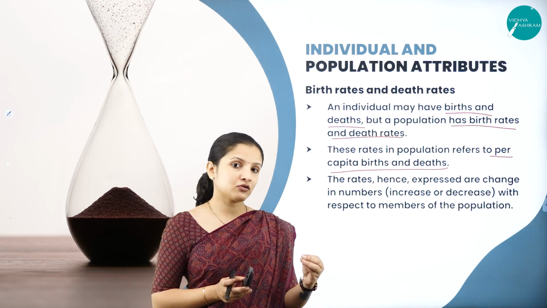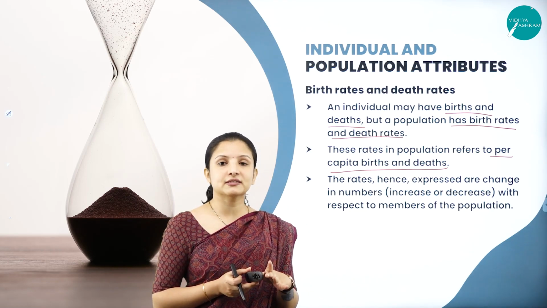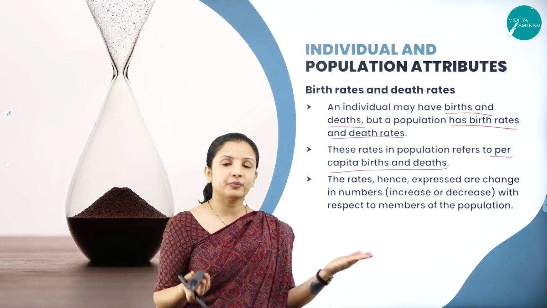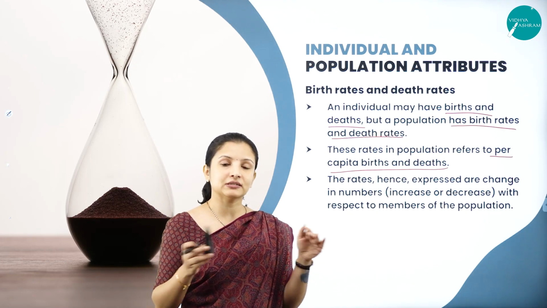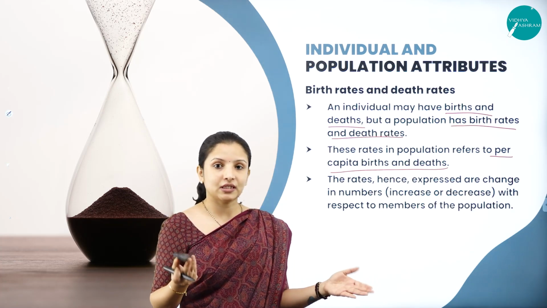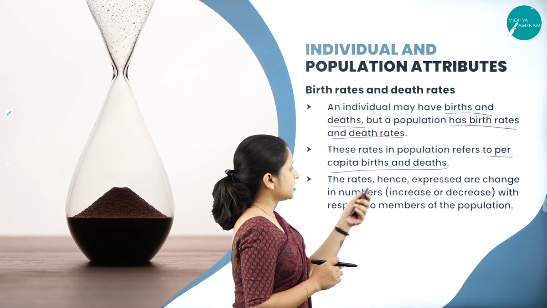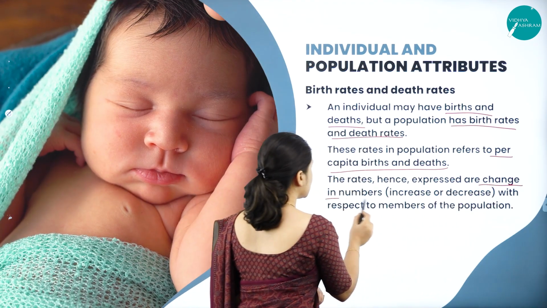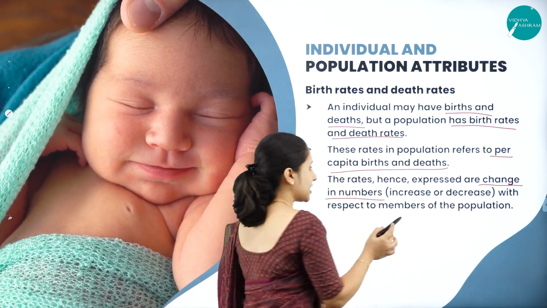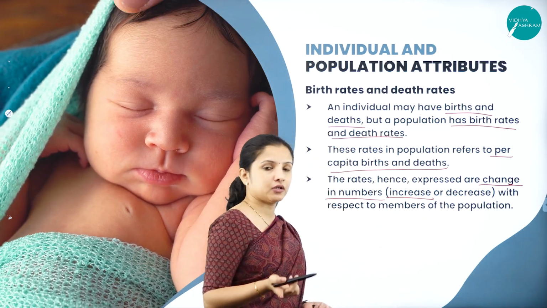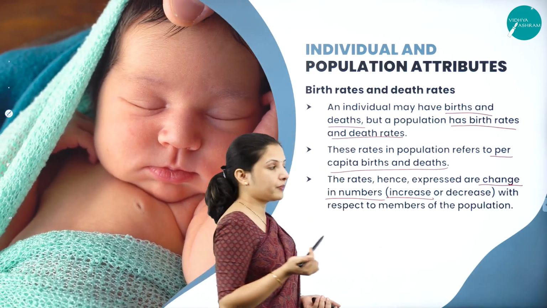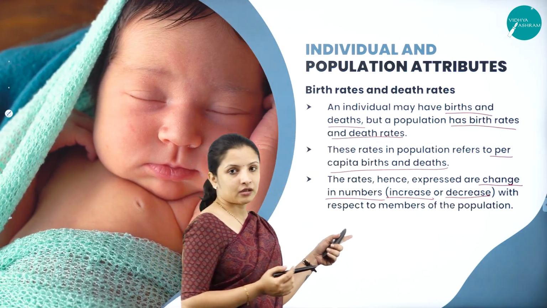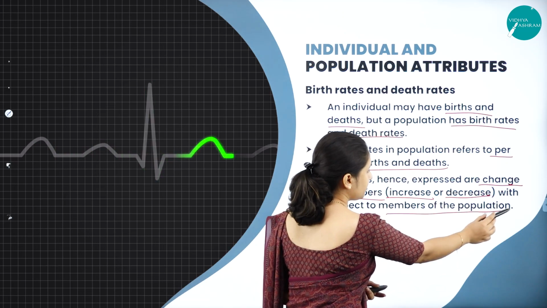And one more thing we need to consider, the population always gets balanced, because if the number of births and deaths occurring are one and the same, the population will not increase or decrease, the population will be the same throughout. So here the rates hence expressed are change in numbers. So whether the number of individuals in that population have increased because of birth, or the number of individuals in the population have decreased because of death, these are counted with respect to the members of the population.